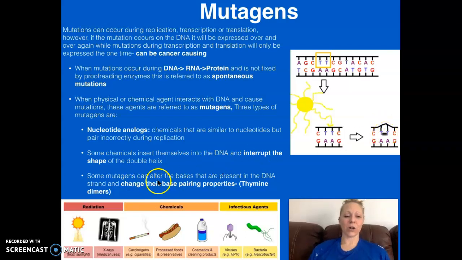Finally, some mutagens can alter the bases that are present in the DNA strand. And when you change the bases, you change the base pairing properties. And so you actually change the way that the genome is read and transcribed.